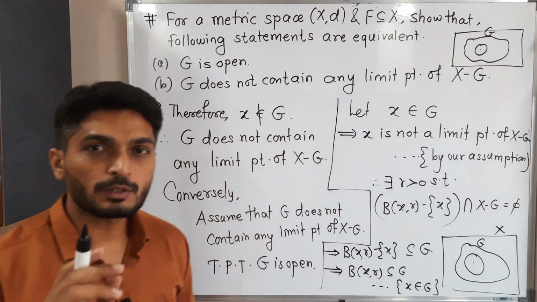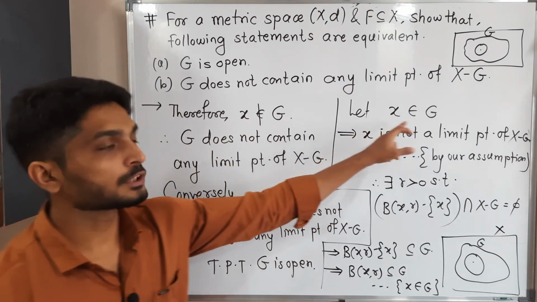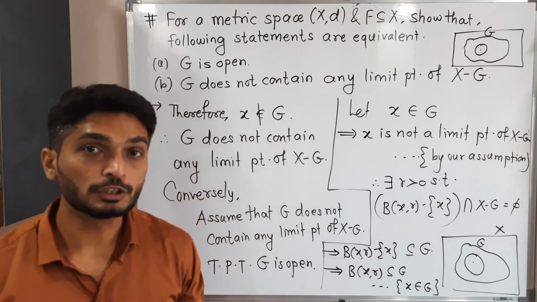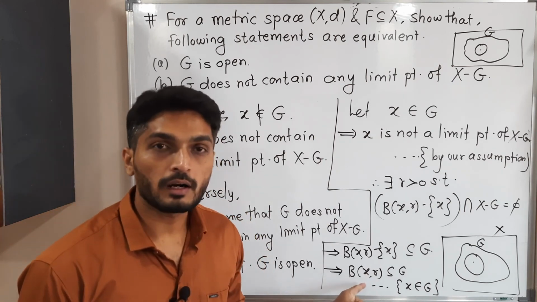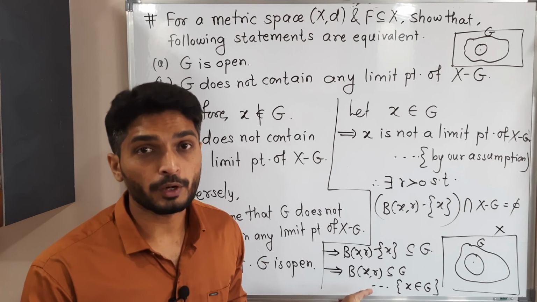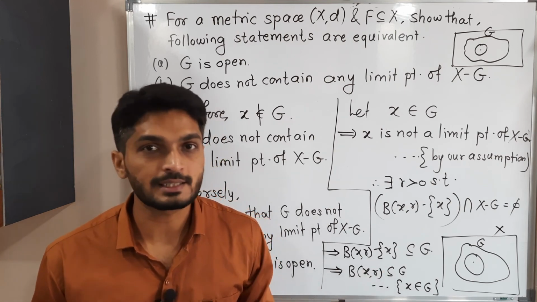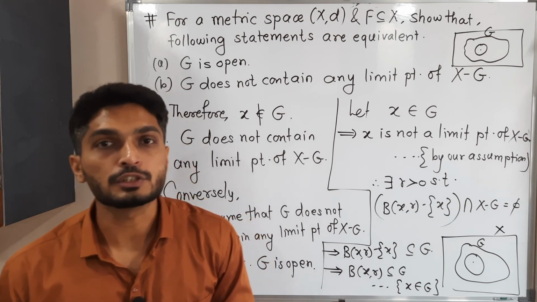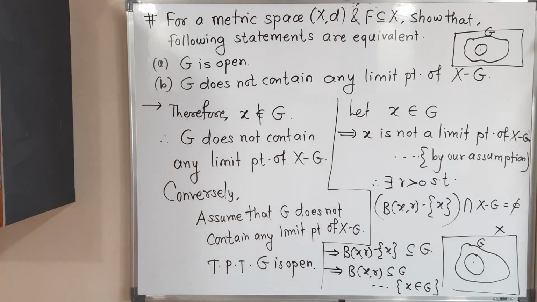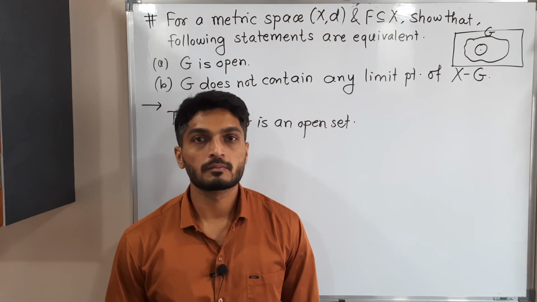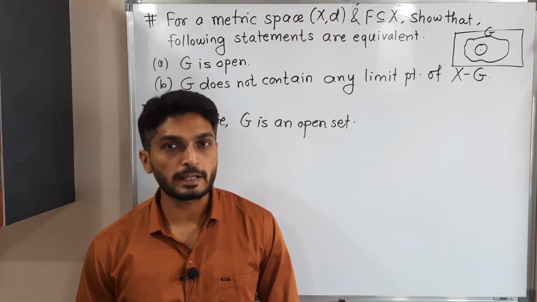You remember we started with an arbitrary point from G, and we could find an open ball around that point which is a subset of G. So therefore the definition of open set is satisfied here. Therefore we can declare G is an open set. Make a screenshot of it, then we will go further. So therefore finally we can declare G is an open set.